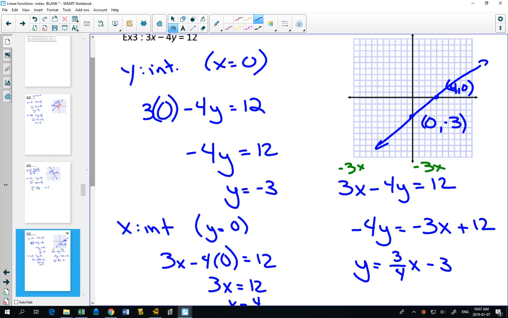Do we have a slope of 3/4? Do we go up 3 over 4 to our next point? Yes, we do. So again, we can use that to check.